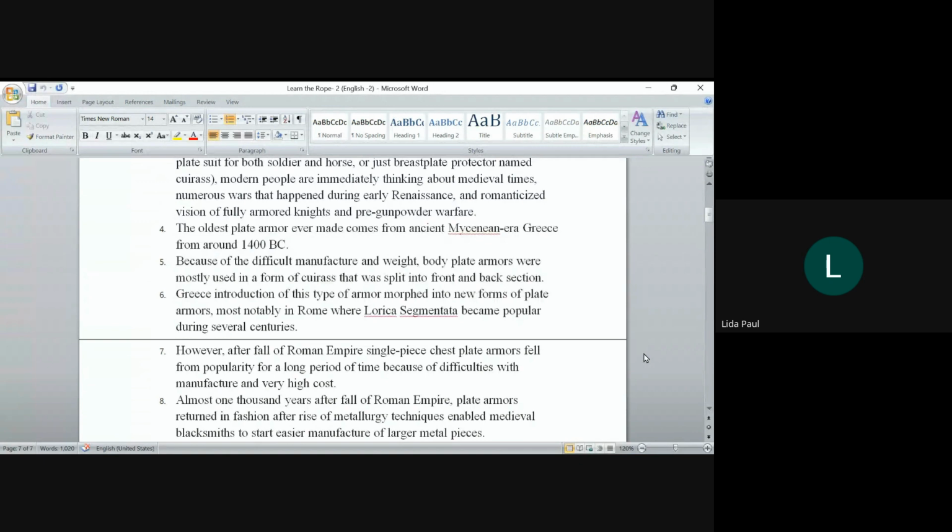Next one, sixth. Greece's introduction of this type of armor morphed into new forms of plate armors, most notably in Rome, where Lorica segmentata became popular during several centuries.